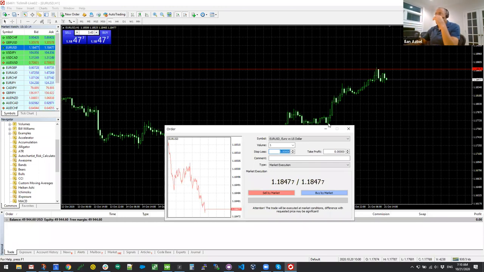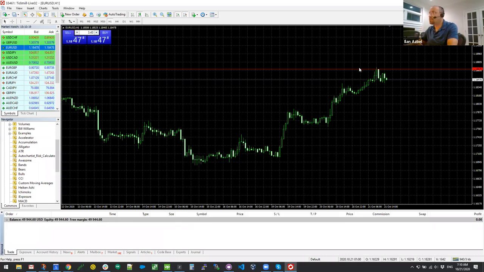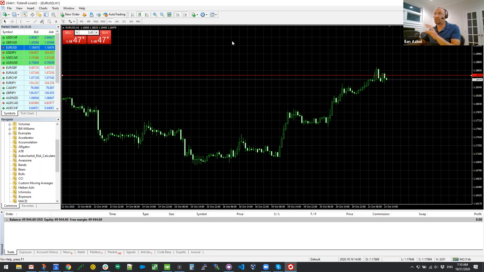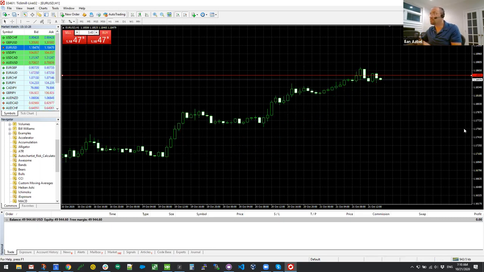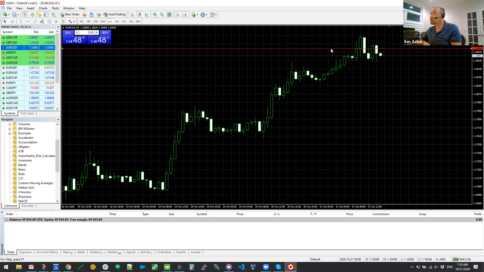So what traders end up doing is they end up trying to move their stop losses in order to fit in with their risk profile. Let me zoom in and show you what I mean by that. So let's say I only want to risk $50, right? Then what I would look at is a 5 pip stop loss. So does that mean I need to set my stop loss around here? That would be absolutely ludicrous.